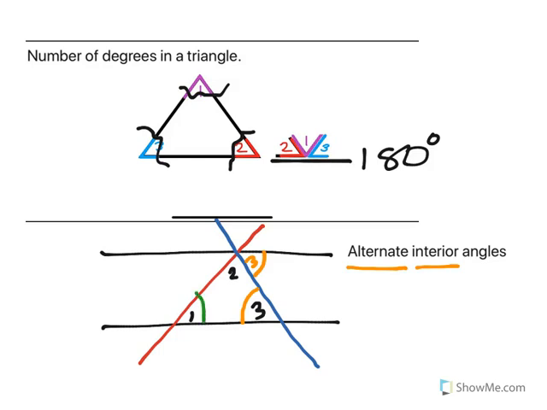Angle 1 also has an alternate interior, so we're going to go to the other side of the line and go to the top. We're still inside those parallel lines, and we can see there is our congruent angle to our triangle angle 1. And again, you'll notice that angle 1, 2, and 3 form a straight line, creating that 180 degrees.